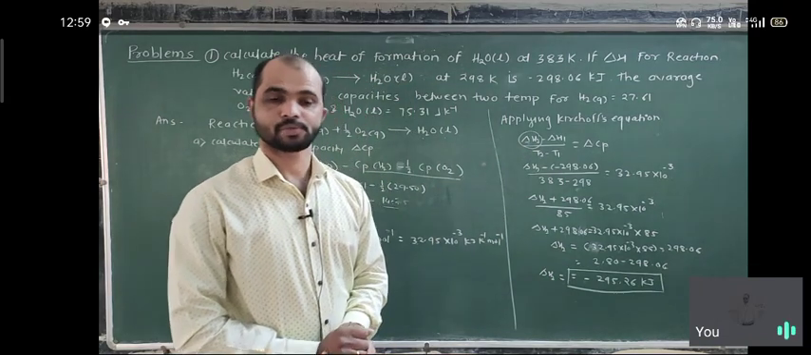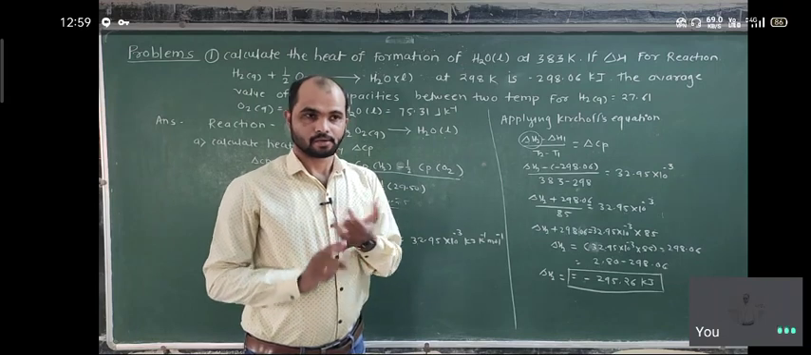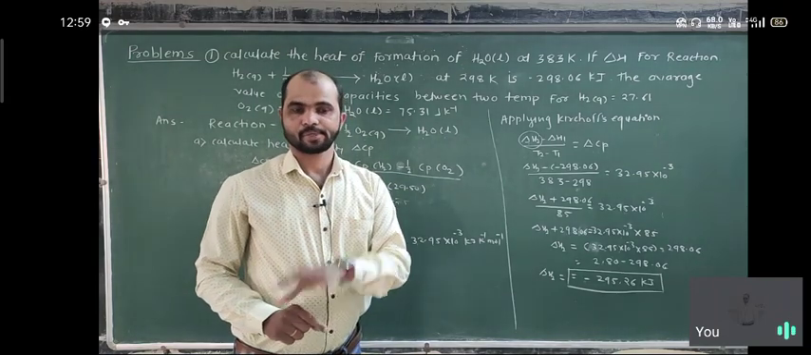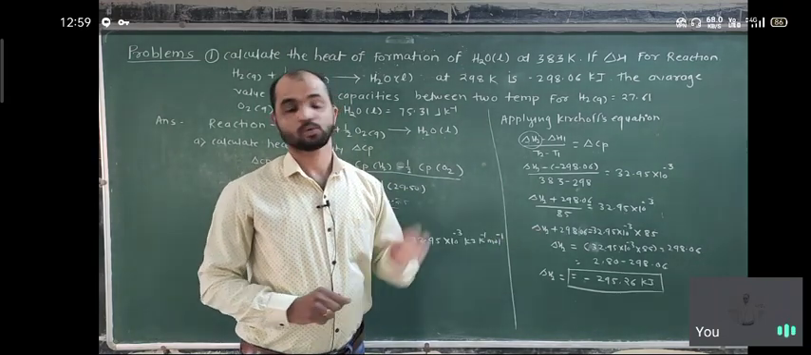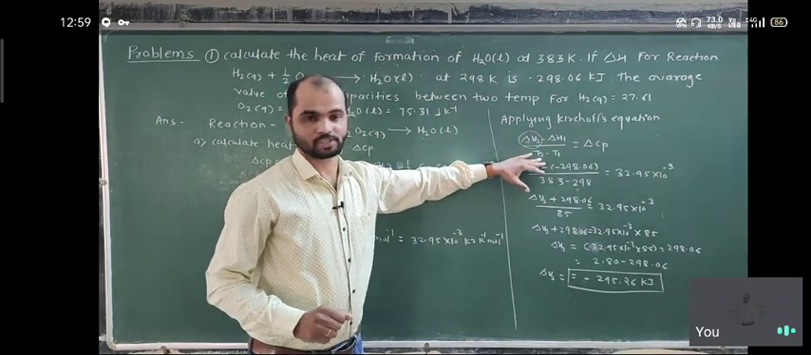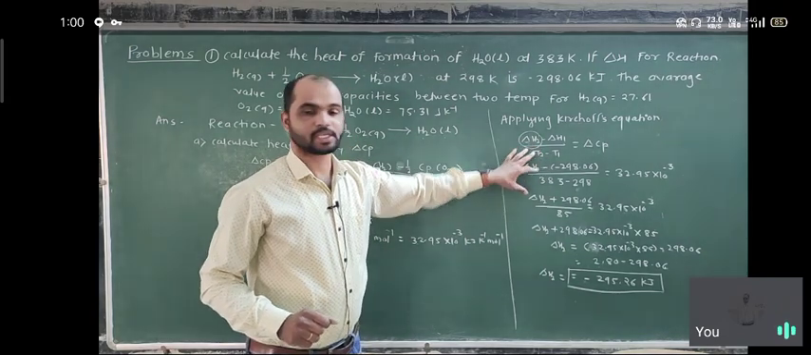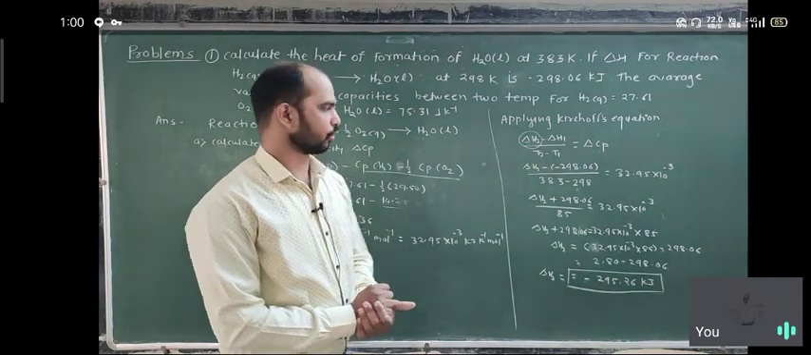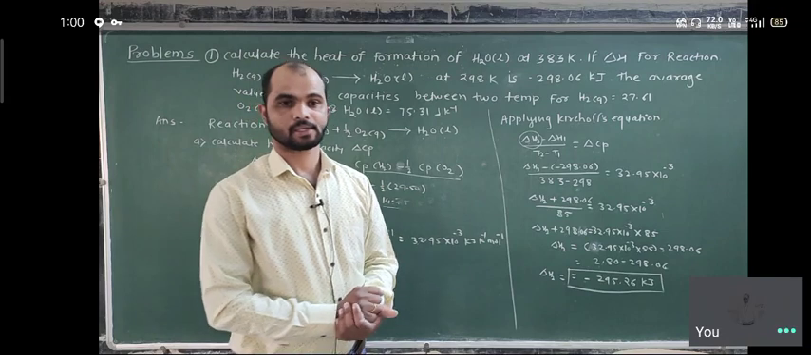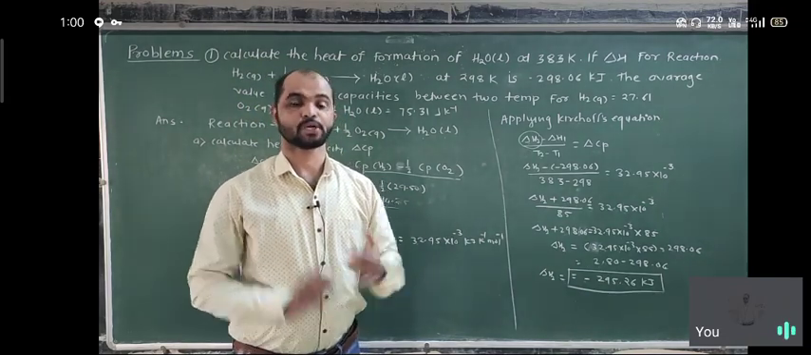Means using Kirchhoff's equation, we can find out the heat of reaction at initial temperature or final temperature, or we can calculate the delta Cp also if all the values are given. So if some parameters are given, using Kirchhoff's equation we can find out the change in heat capacity, or we can calculate heat of reaction at two temperatures.